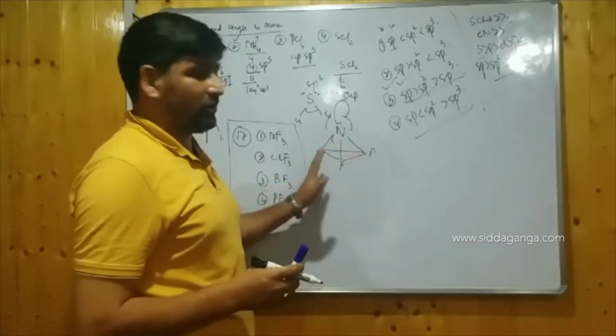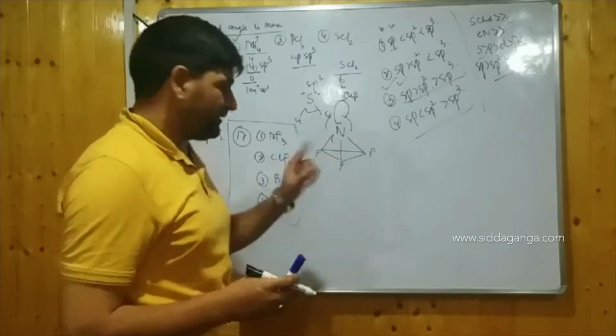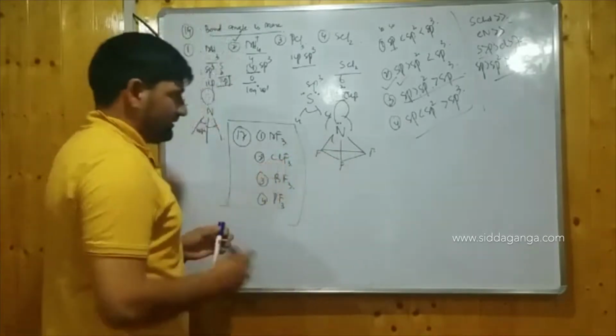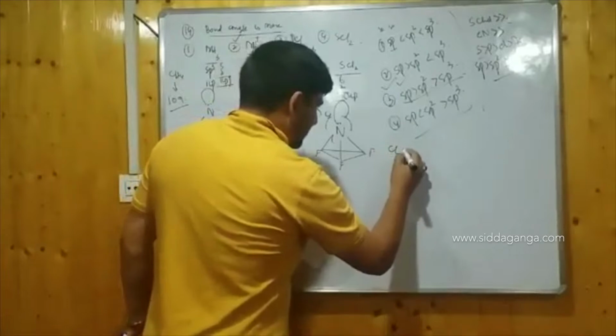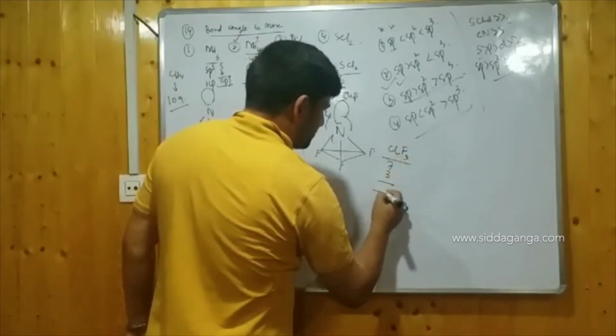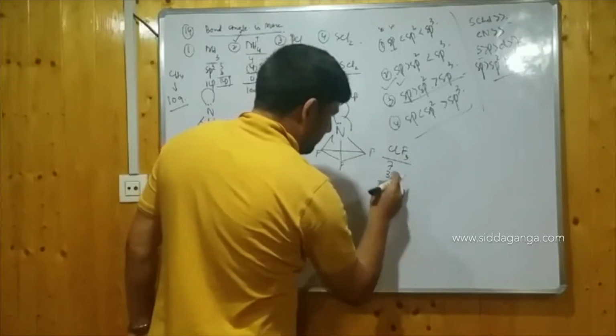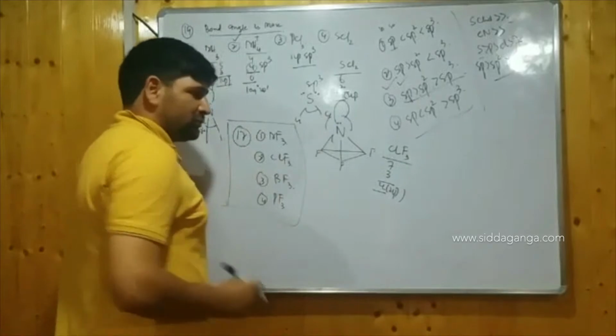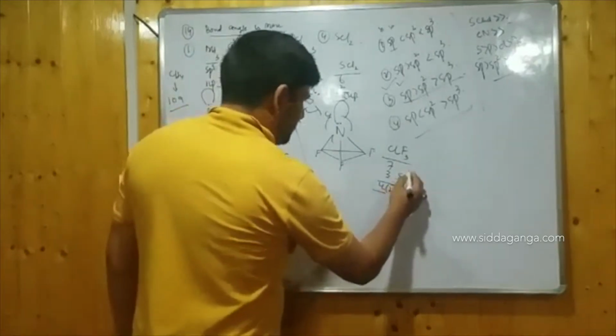Clear? All the bonds will be of same strength. Am I clear? Number 2, ClF3. So ClF3: chlorine 7, bonds made 3, remaining electrons 4. That is 2 lone pairs of electrons. And how many bond pairs? 3. So hybridization will be sp3d.